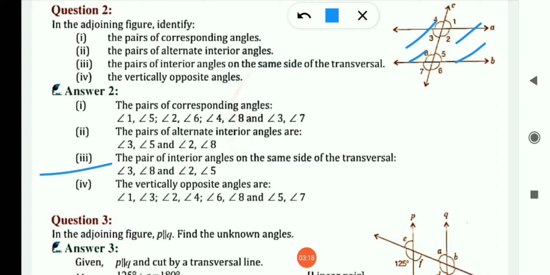Now the fourth one is the vertically opposite angles. So which are vertically opposite angles? Angle 1 is equal to angle 3, angle 2 is equal to angle 4. The pairs are 1 and 3, 2 and 4, 5 and 7, and 6 and 8. So these are our vertically opposite angles.